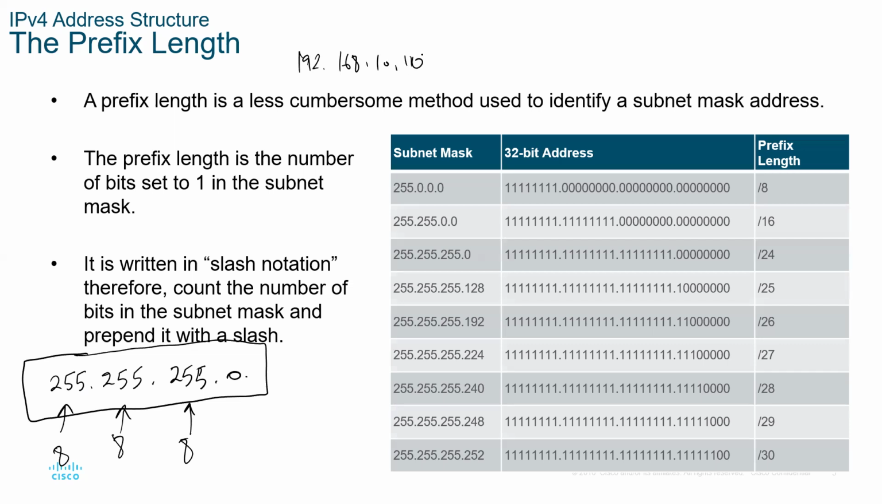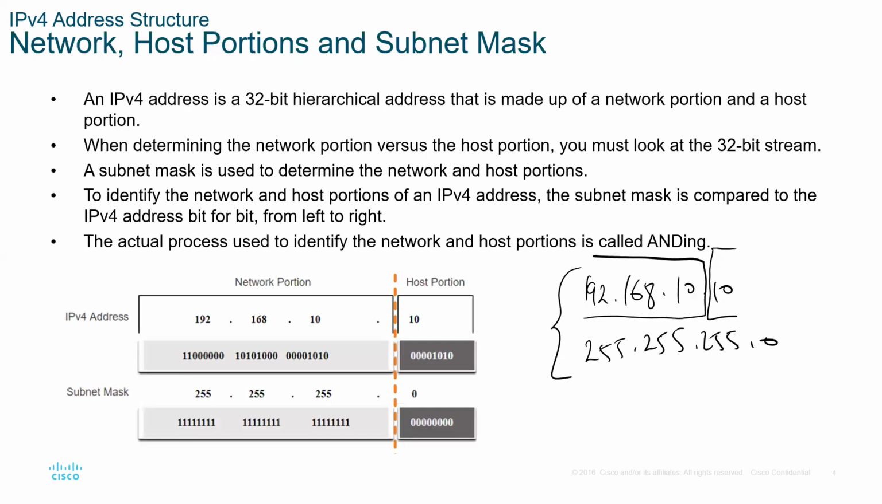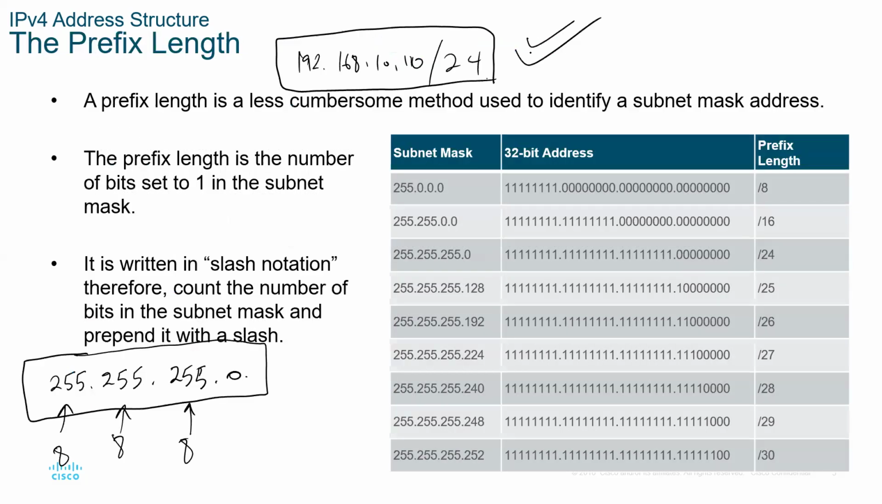So for this subnet mask, instead of writing this, I can represent my IP address as 192.168.10.10/24, using the previous example. These are different notations of the same thing. This is correct, and this is correct as well. It's the same thing. This representation has the subnet mask, and this representation has the prefix length. The prefix length is a number which shows you how many bits are used for the network portion.